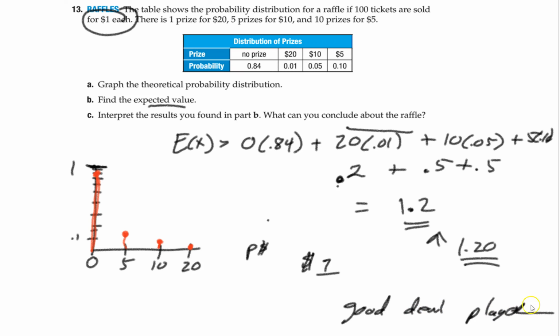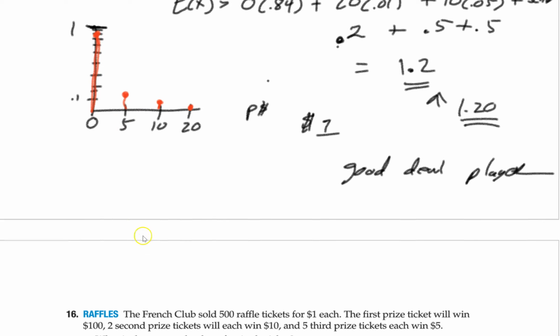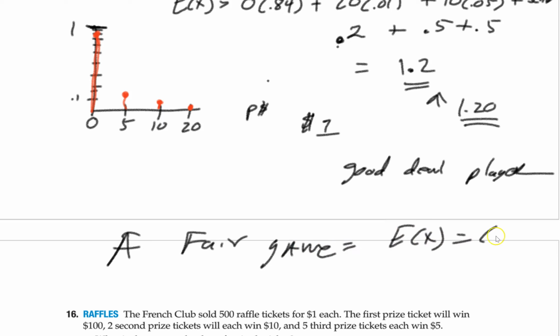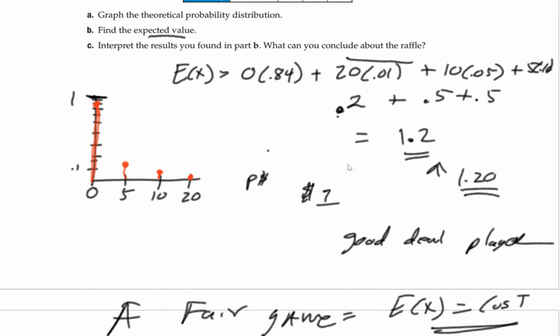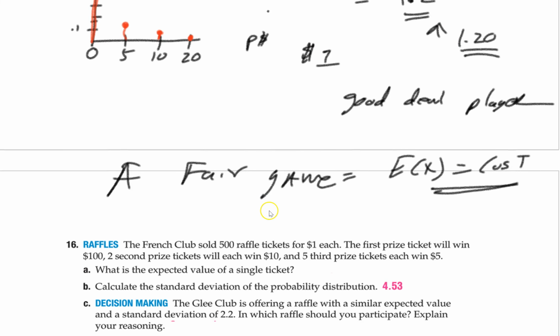Now, there's actually a thing we call a fair game. And that is when the expected value equals the cost. So this is not a fair game. It actually helps the player because they're going to expect to win more. But if you want to make this a fair game, whatever the cost is should be the expected value. So to make this fair, the cost should be about $1.20 to play. And that's the idea behind expected value.